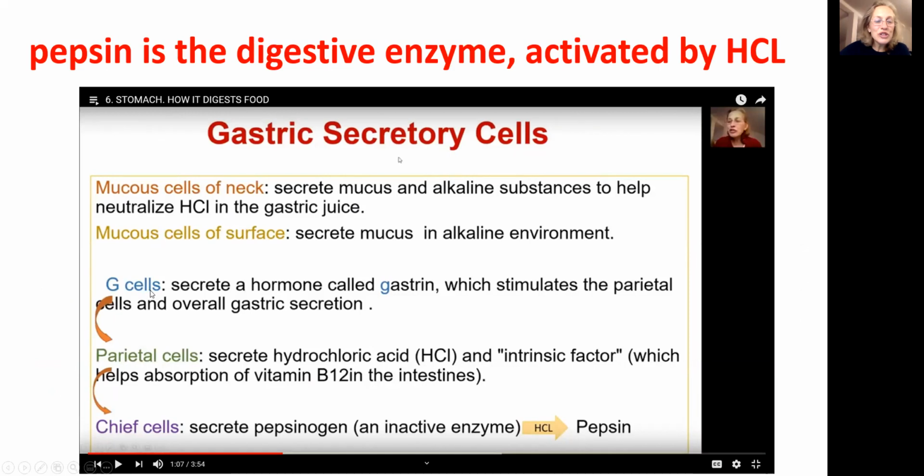When you put food into your stomach, G cells start to produce gastrin, which stimulates parietal cells in the stomach. They produce hydrochloric acid and intrinsic factor. In the environment of hydrochloric acid, chief cells are stimulated and secrete pepsinogen. Pepsinogen, under the effect of hydrochloric acid at that pH, gets converted to pepsin. That's important: pepsin is secondary to hydrochloric acid.